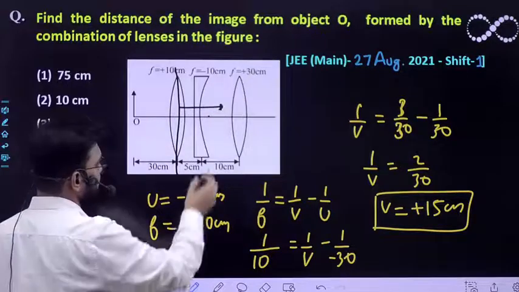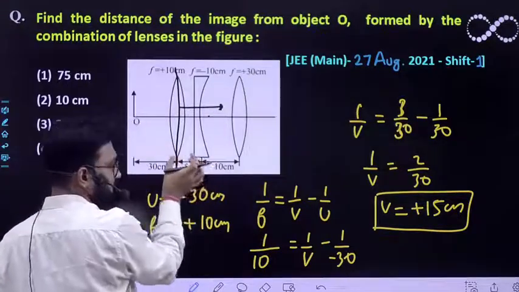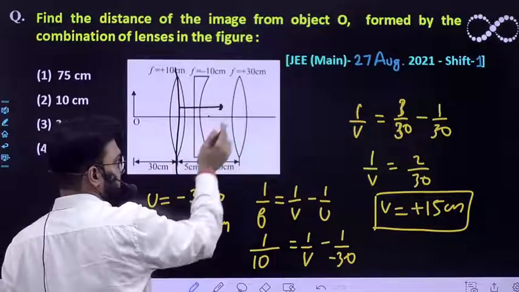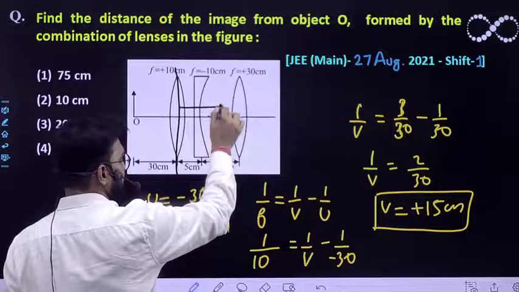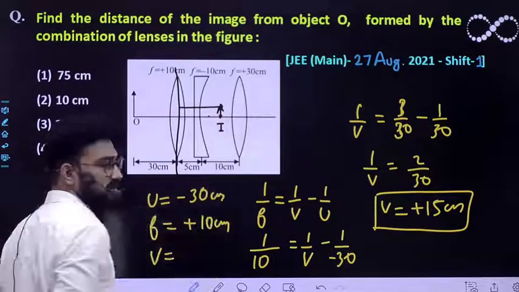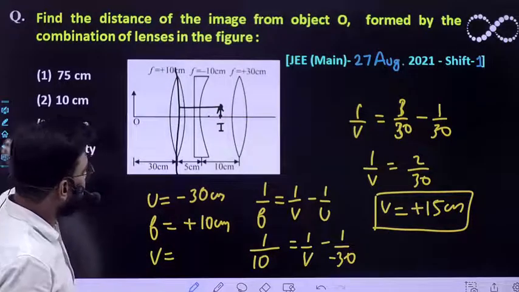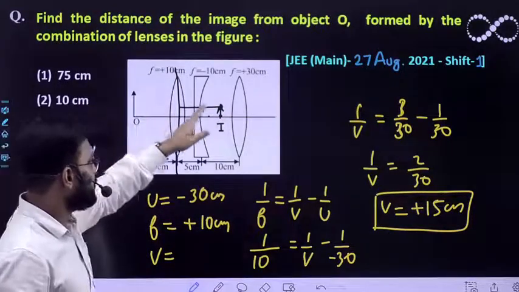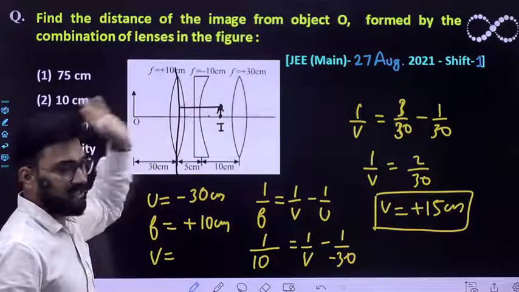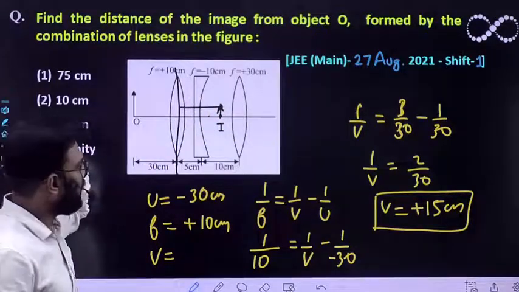So the distance between these two is 5 centimeter. So that means the image would have formed over here, don't you think? Image would have formed over here. But before the image could form over here, the lens came in between. So what is going to happen?